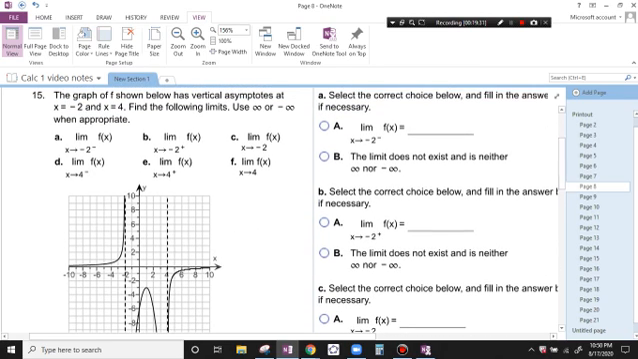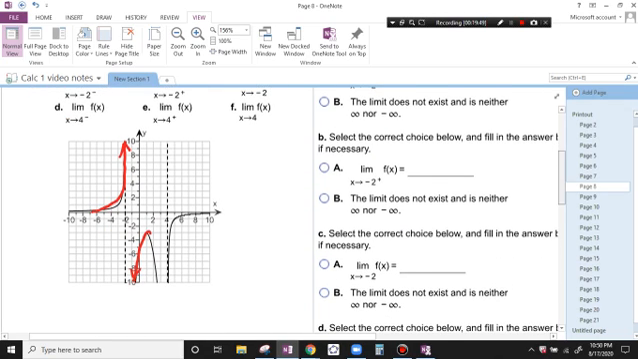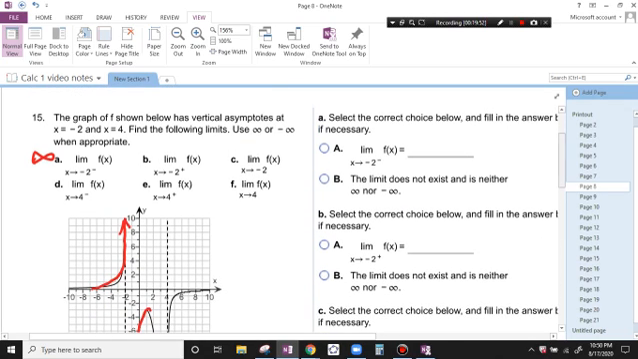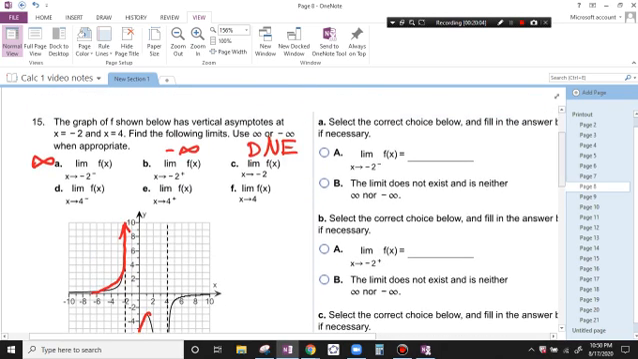Got some issues at -2 and 4. On the left side of -2, rolling up to infinity. On the right side of -2, that thing's going all the way down. Let's see if I get the full picture. Yep, to minus infinity. So that means that there is no limit, because you didn't get the same thing on both sides.